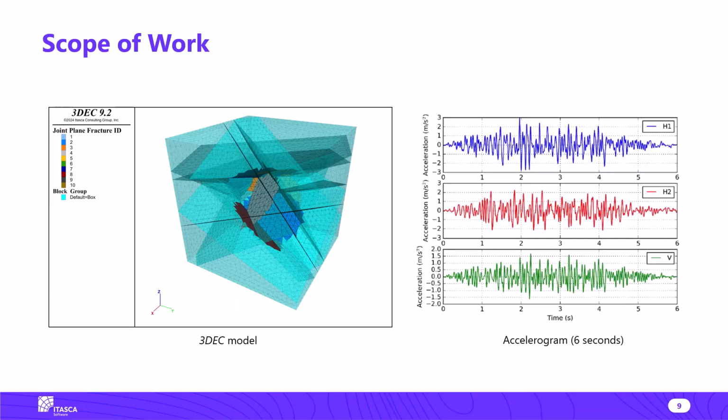The 3D discontinuum-based numerical model developed in 3DEC is shown on the left figure. The model includes 10 fractures with varied size and orientations. The accelerogram, shown on the right figure, includes the acceleration histories in 3 directions, 2 horizontal and 1 vertical, which are converted into variations as a function of time of the shear and normal stress components. These stress variations are applied at the bottom boundary of the model. The duration of the seismic event is 6 seconds.